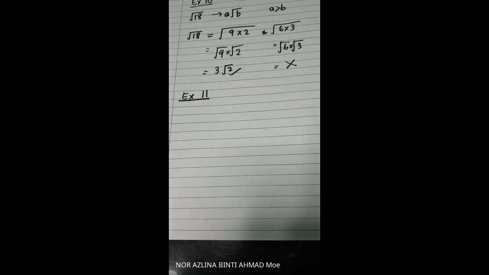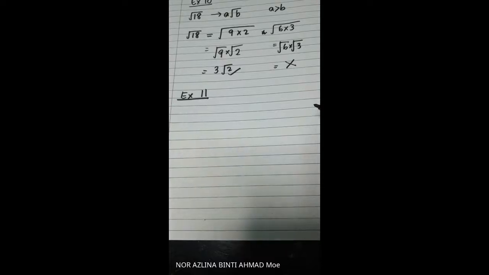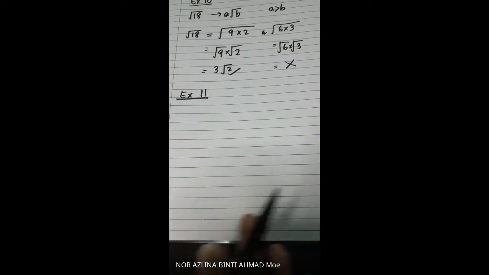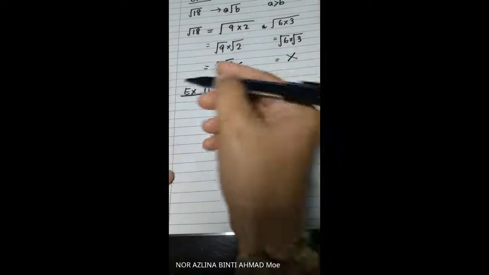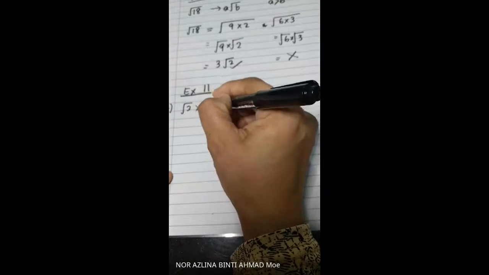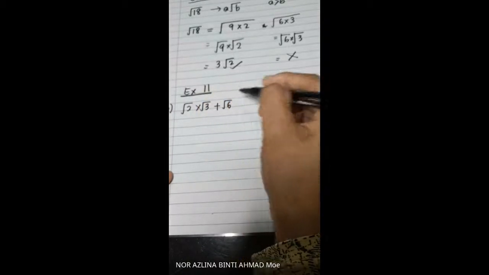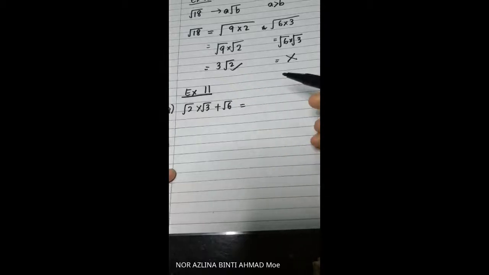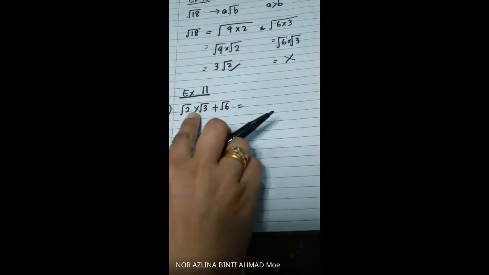Example 11. Simplify the following expression. A is square root 2 multiply square root 3 plus square root 6. Okay, we need to solve multiplication first. So square root 2 multiply square root 3.